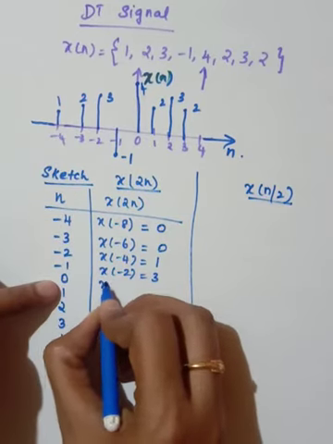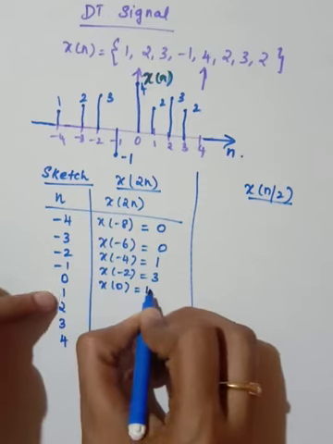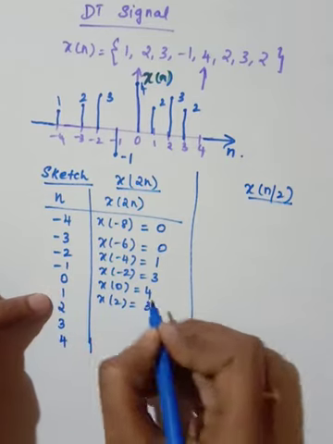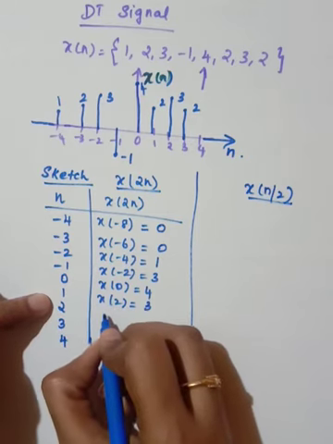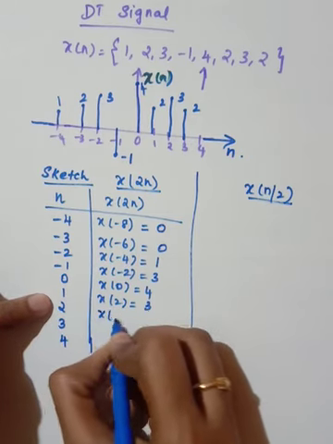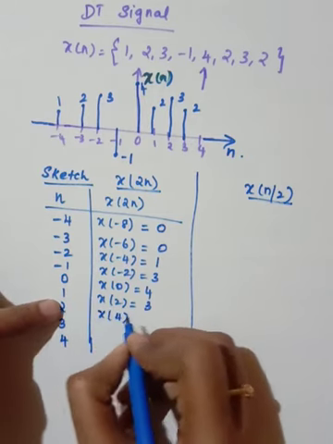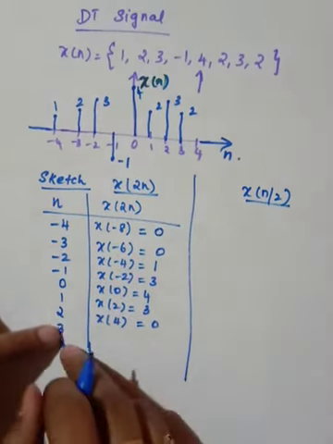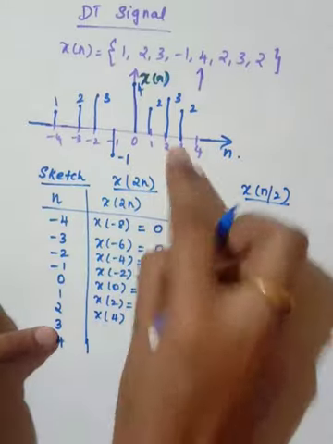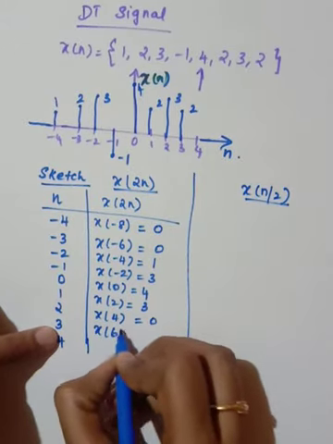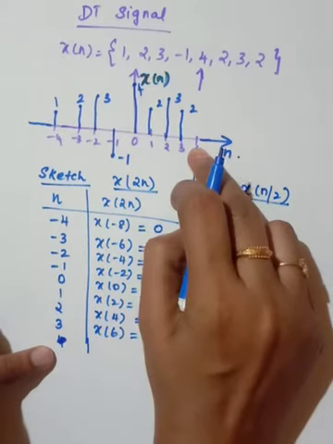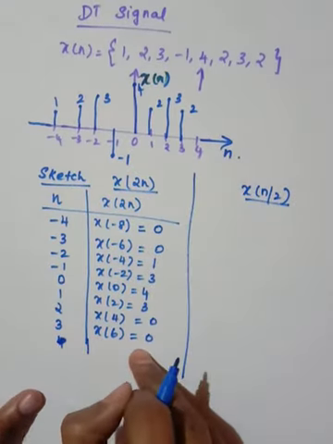Next is x of 0. X of 0 is 4. Next is x of 2. So x of 2 value is 3. Next is x of 4. The x of 4 value is 0. Here it is x of 6, so it is 0. Here there is no need to find out beyond this because there is no value here. You can find up to this.